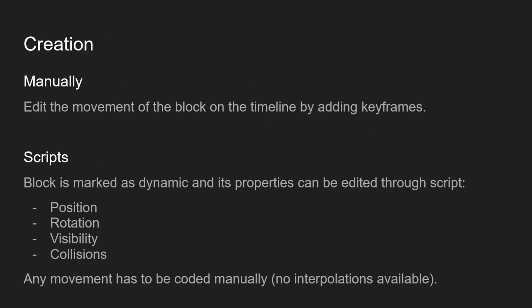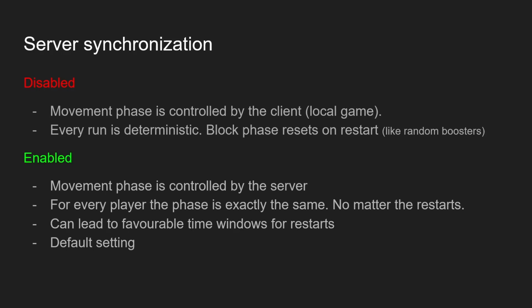We have two ways to create a dynamic block. Upon enabling this option, we can do it media tracker style, just add some keyframes, set the values and see as the blocks move through them. If you want more control, you will need a script. Now, you can control the block's position, rotation, visibility, and collisions through code. Marking the block is required even if you just want to make block appear or disappear without movement. There are no ready movement procedures, so all operations have to be applied frame by frame manually.